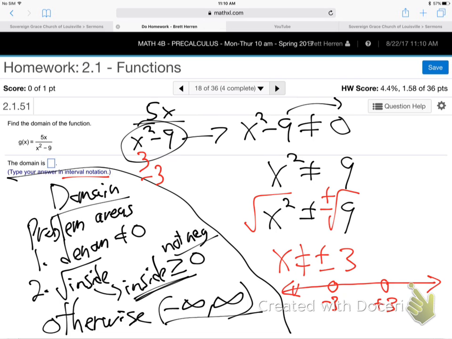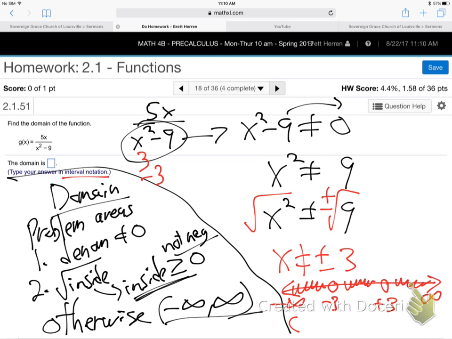Will you say all these numbers are okay? All the numbers before negative 3? That means everything from negative infinity up to negative 3 is okay. Everything between negative 3 and positive 3 is okay. And everything from 3 to infinity is okay.